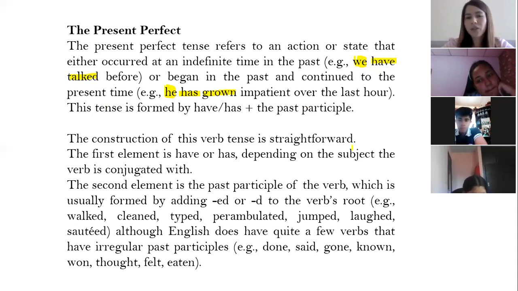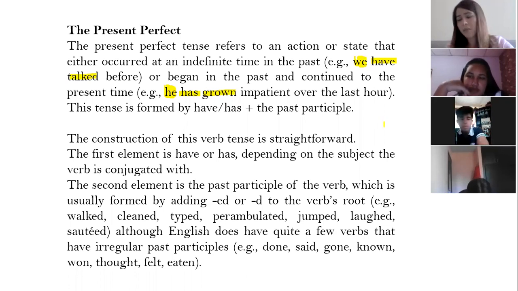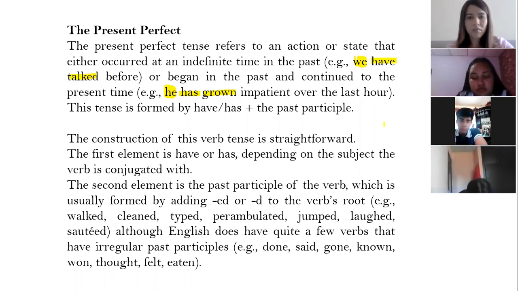The construction of this verb tense is straightforward. The first element is have or has, depending on the subject. Why? ¿Por qué depende del sujeto? Porque si está hablando en primera persona, utilizamos have, y si está hablando en tercera persona, utilizamos has. The verb is conjugated with the second element, the past participle of the verb, which is usually formed by adding ed, si es regular, if it's regular, or d to the verb's root.